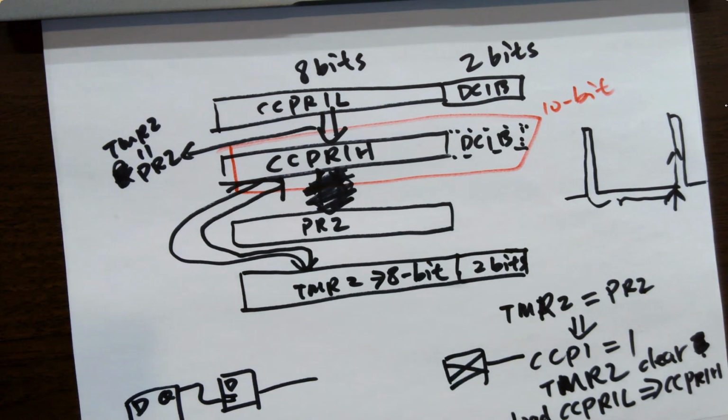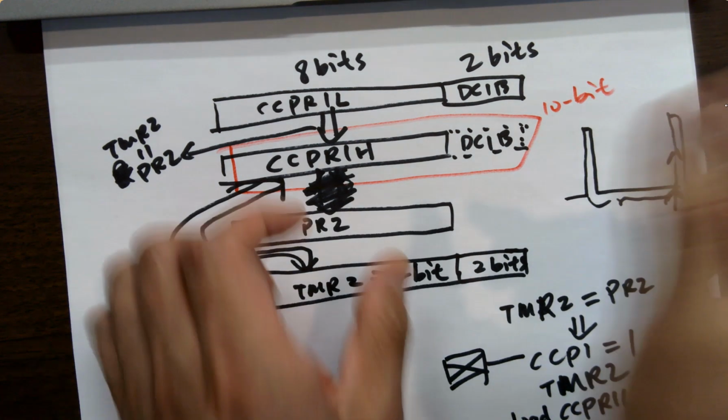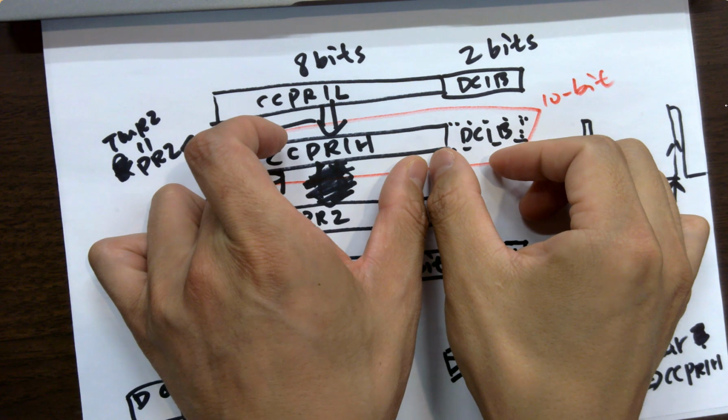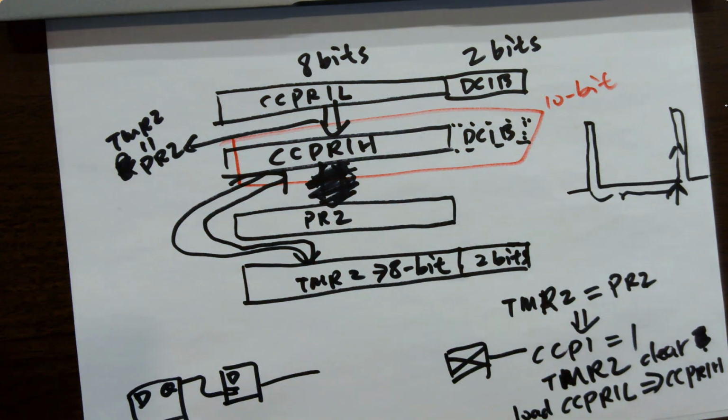What is the DC1B? It's 2 bits in the control register, somewhere else. It's just using these 2 bits to form a 10-bit number. You don't have to worry about it. It's just 2 other bits somewhere else, just storing a value. I'm taking these 2 bits from somewhere else to form a 10-bit number, right? Just a 10-bit number. Do you know what CCPR stands for?